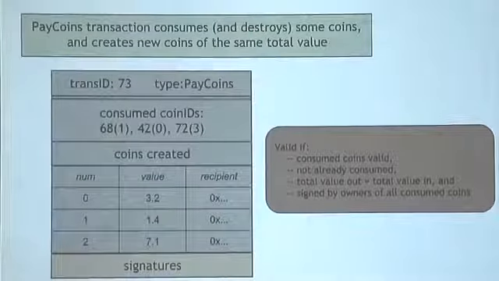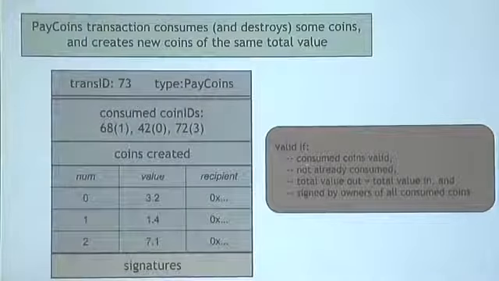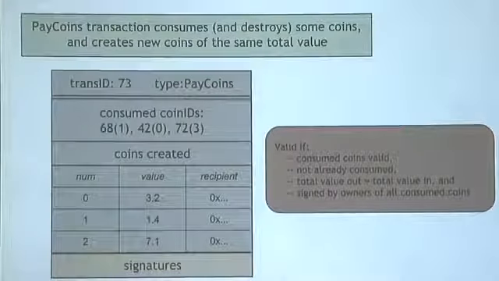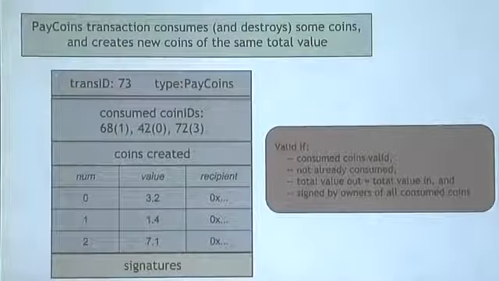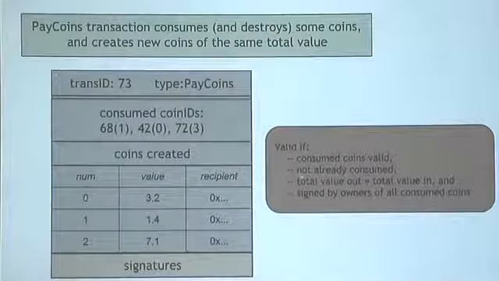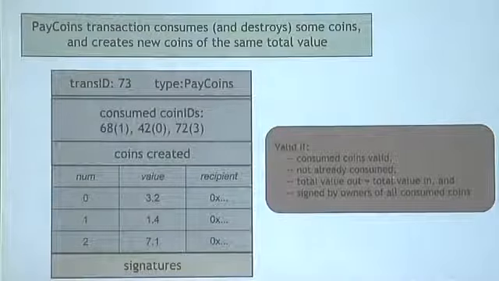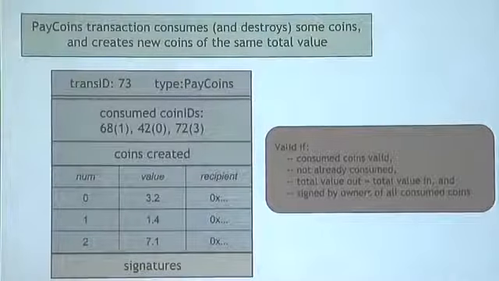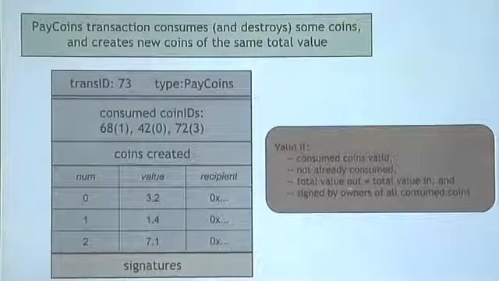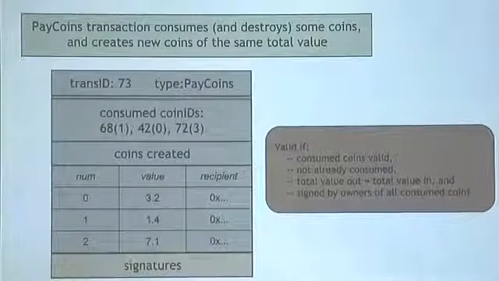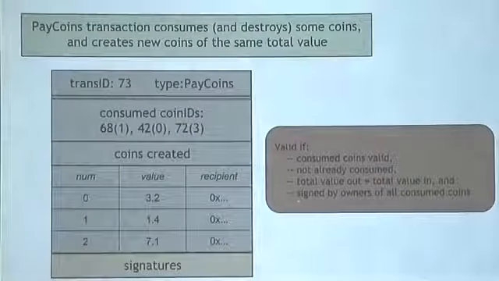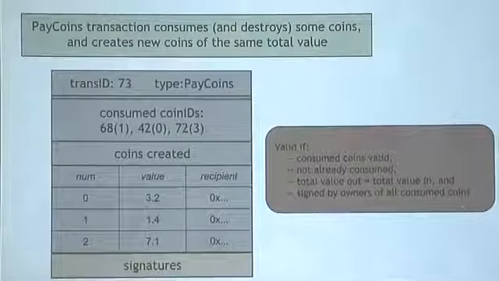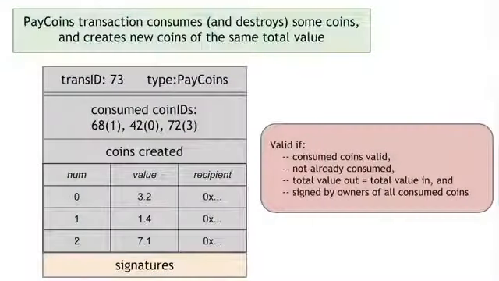The rules of Scroogecoin say that a Paycoins transaction is valid if 4 things are true. First, if the consumed coins are valid, that is, they really were created in previous transactions. Second, that the consumed coins were not already consumed in some previous transaction. That is, that this is not a double spend. Third, that the total value of the coins that come out of this transaction is equal to the total value of the coins that went in. And finally, that the transaction is validly signed by the owners of all of the consumed coins. If all of those things are true, then this Paycoins transaction is valid.